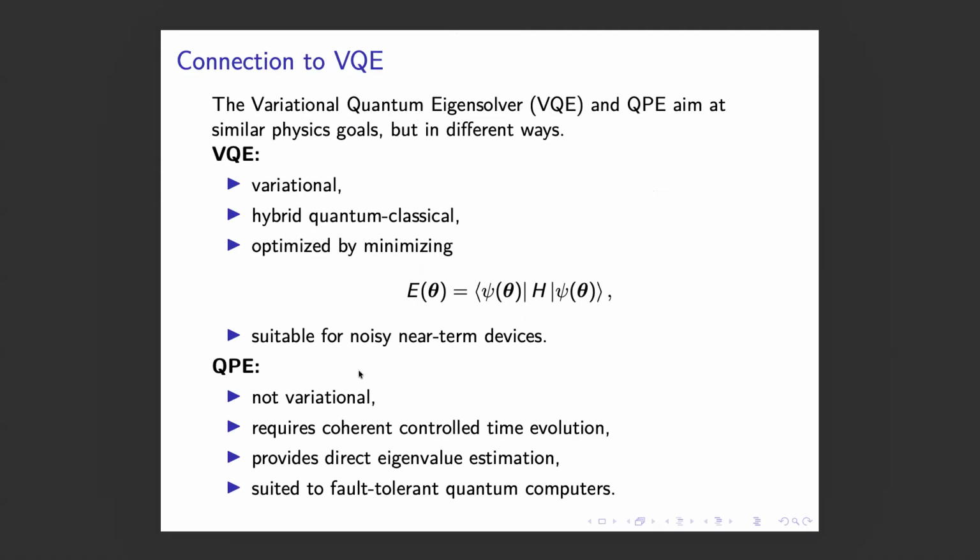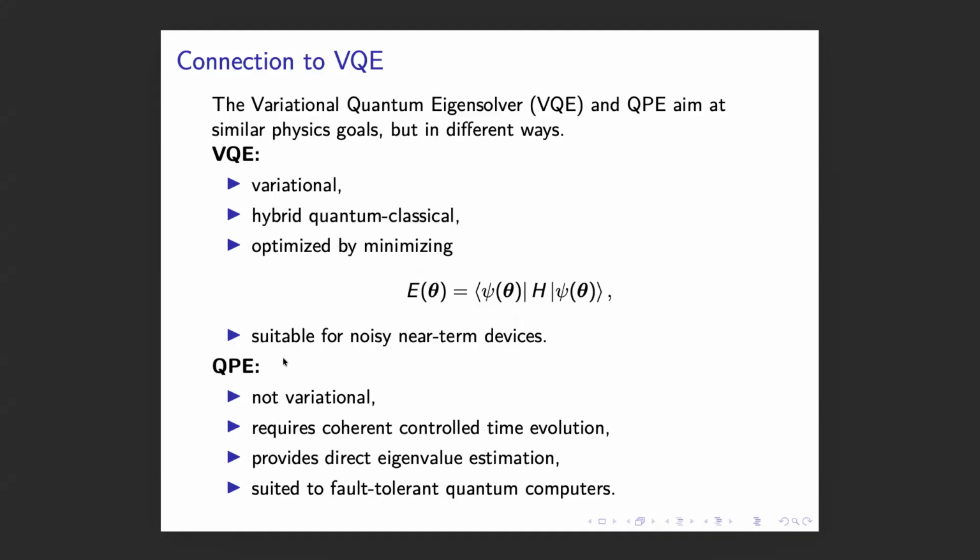If we look at the connection to the VQE, and these are also things which we discussed last time, both of these aim at a similar physics goal. So the VQE is variational. It's a hybrid quantum-classical method, and it's optimized by minimizing. And since the circuits are not that long with the VQE, it's suitable for present-day quantum computers. And this is one of the standard algorithms which people typically implement.